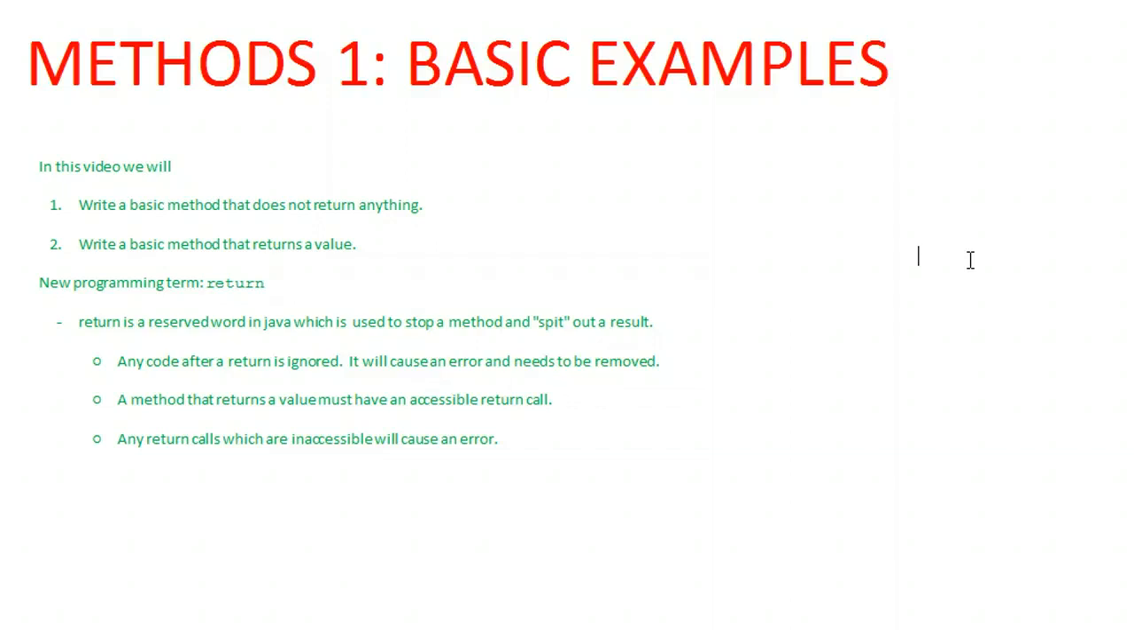A method that returns a value must have an accessible return call. So if your method is designed to return something, the word return must be in there somewhere. And any return calls which are inaccessible will cause an error. So your method can have more than one return call, but we need to use if statements to be sure that they're all accessible. You can't have one return statement followed by another one because that second one will be inaccessible. All right, enough talking.